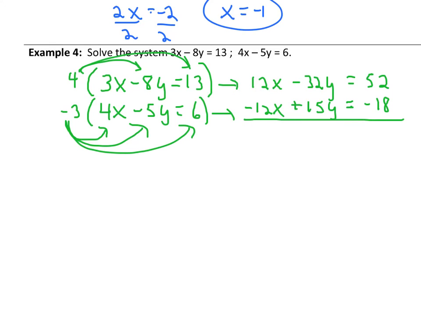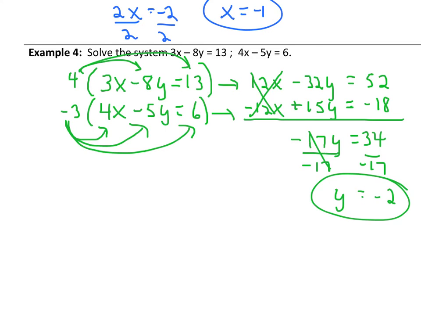Now I'm going to add the two equations together. Again, my x's are lined up, my y's are lined up, and my coefficients. So that is going to be eliminated. Negative 32 plus 15 is negative 17. Yes. Negative 17y. And then equals, if I add these together, I get 52 minus 18, which is 34. Then divide both sides by negative 17. So I get y is equal to a negative 2.